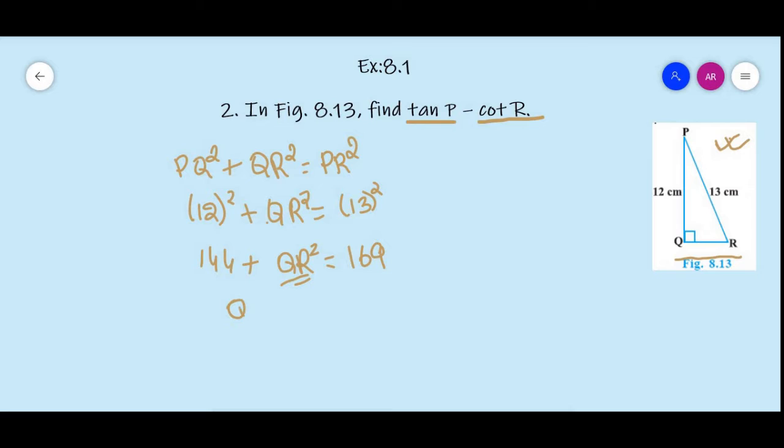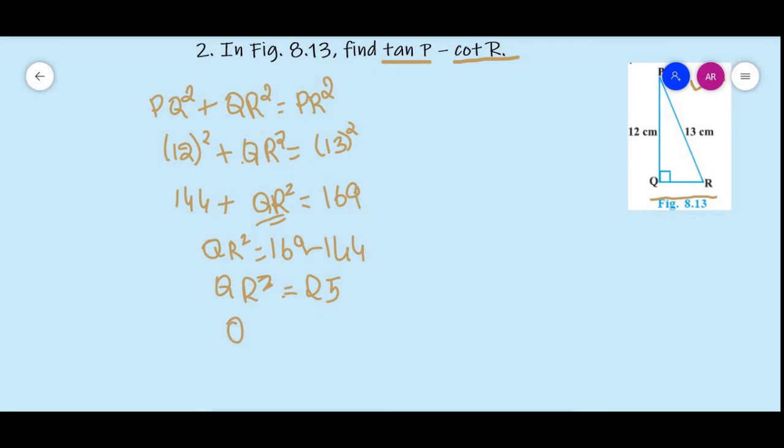Let's just do that. Thus QR square would be equal to 169 minus 144, because it was plus on the left hand side. When it comes to the right hand side, it's going to become minus. So 169 minus 144, then QR square would be equal to 25. Simple math, 169 minus 144 is 25. Then we have to find the value of QR. QR would be the root of 25, which is 5 centimeters. But let's write all the steps so that we understand it perfectly. So QR would be equal to 5 centimeters.